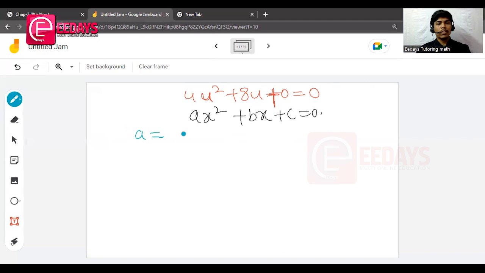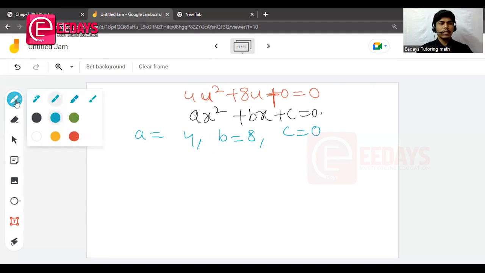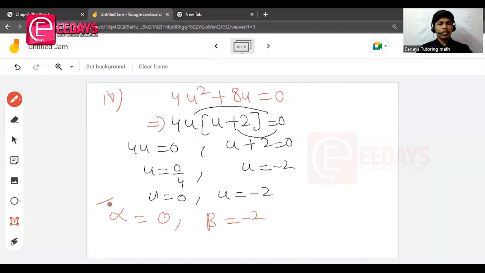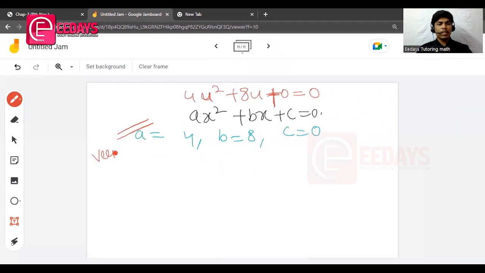Now in the place of a, 4 is there. In the place of b, 8 is there. In the place of c, 0 is there. Now the constant term is 0. I hope everyone agrees with me. If they haven't given anything, you just take it as 0. That's it, guys. That is an easy funda. Okay, let's start the verification part, because we already have the a, b, c values. Just now we got alpha, beta, I mean, the two zeros. Why are we waiting? Let's do the verification part.